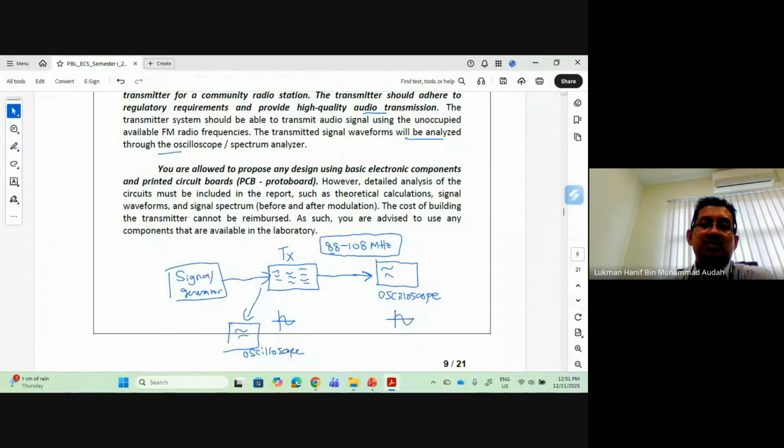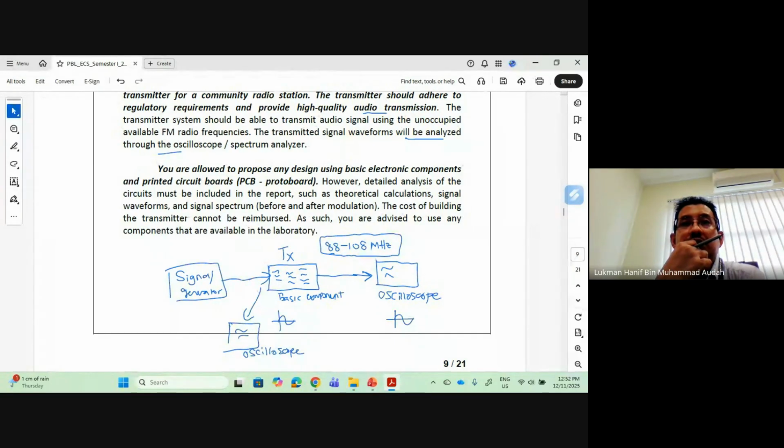Okay, that's it. So you can only use basic components. Basic components means you are using the transistor, resistor, inductor, capacitor, and etc. to produce the output signal. You can download from the internet any design, no problem, but you must know how it works. Okay, the design is not by yourself, but you should understand the design.